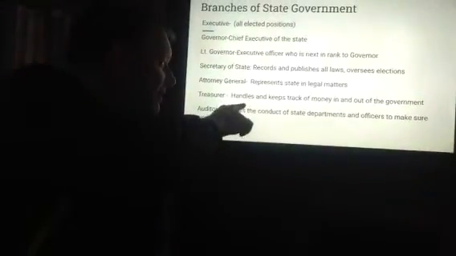Now, is it possible that the Auditor might be dealing with money in such situations because someone's not using their money right? That's also very possible. Okay? All right.